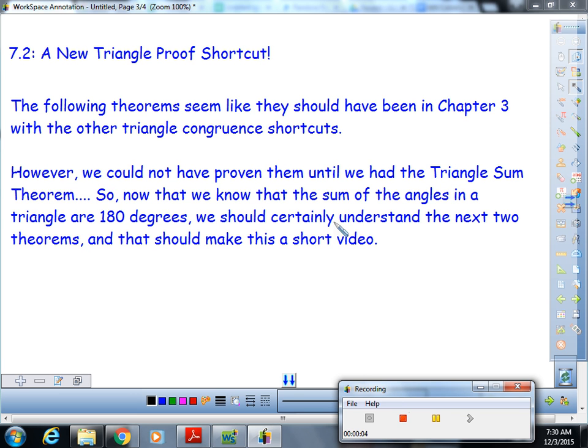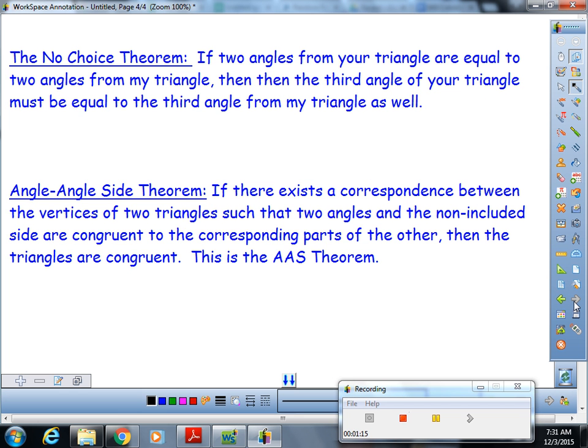Well, the reason why we haven't learned these yet is that these theorems are based on the triangle sum theorem. They're based on the fact that the sum of the angles of a triangle is 180. And even though many of you came into this class already understanding that principle to be true, we just made it official yesterday. So that's why we're only learning it now. All right, so the first theorem has a name. It's called the no-choice theorem.